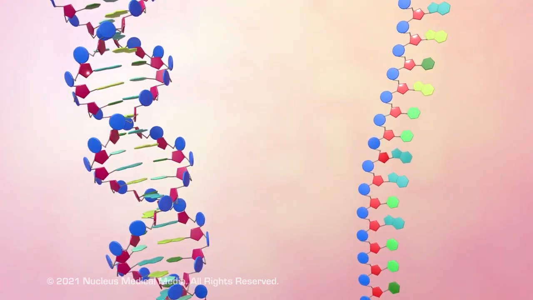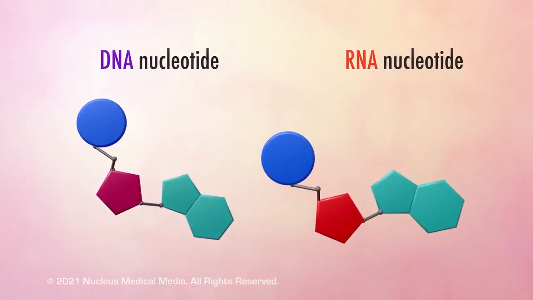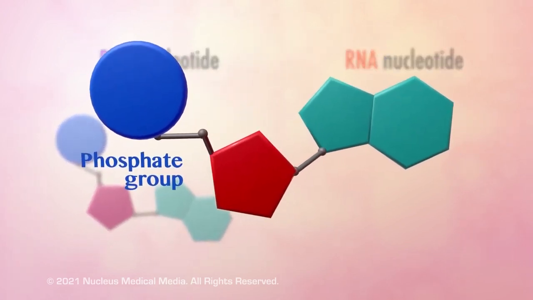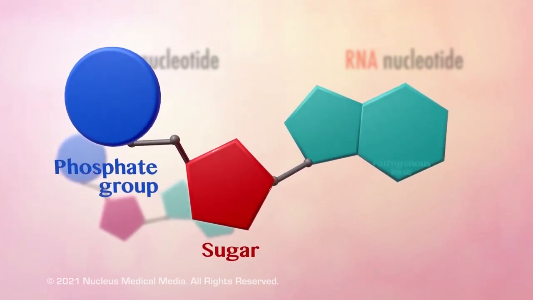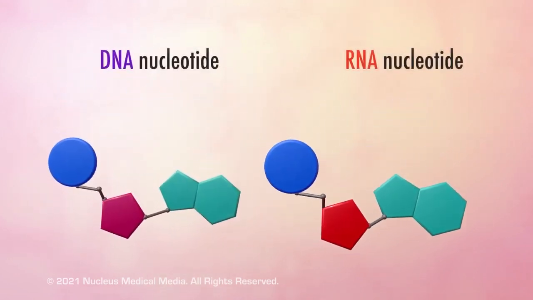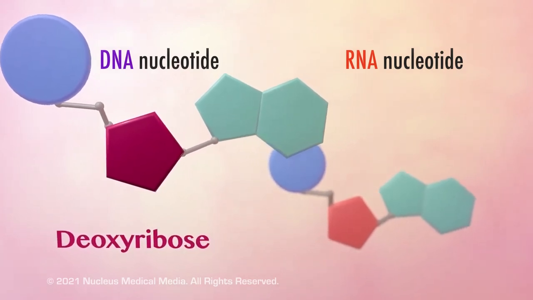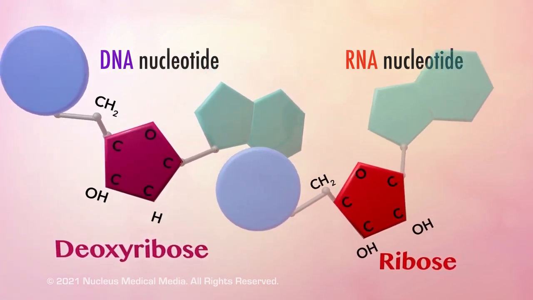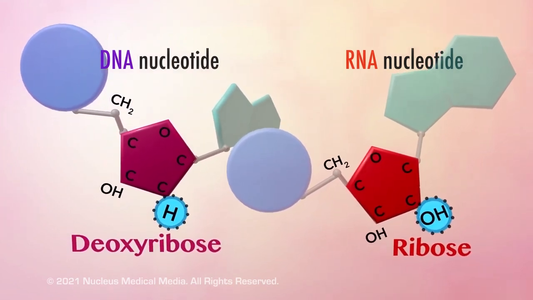Both DNA and RNA are composed of nucleic acid monomers called nucleotides. Nucleotide monomers always contain a phosphate group, a 5-carbon sugar, sometimes referred to as a pentose, and a nitrogenous base. But DNA nucleotides have the 5-carbon sugar deoxyribose, while RNA has a different 5-carbon sugar called ribose. The pentose sugar in DNA has one less oxygen than ribose in RNA, which leads to its name deoxyribose.